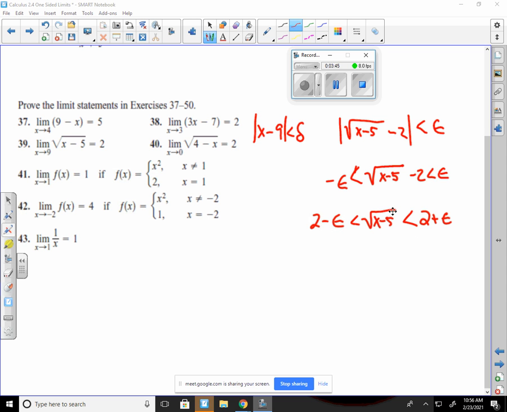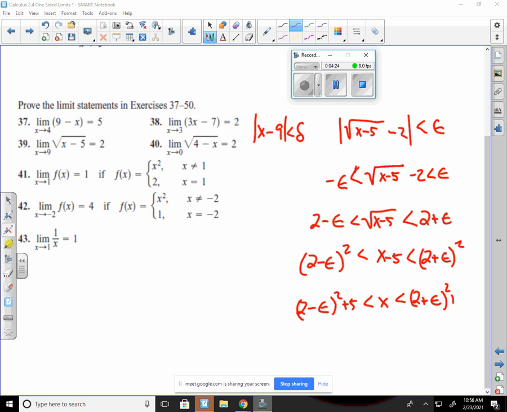Now I square everything. That's going to give me x minus 5. This is then 2 minus epsilon squared, and then 2 plus epsilon squared. Add the 5 over. That's 2 minus epsilon squared plus 5 is less than x is less than 2 plus epsilon squared plus 5.